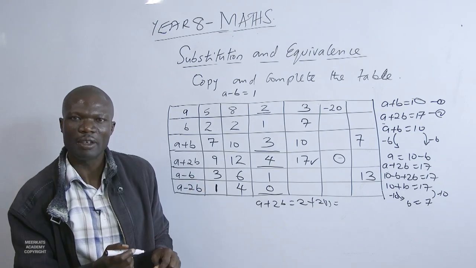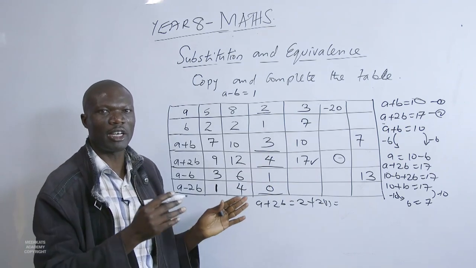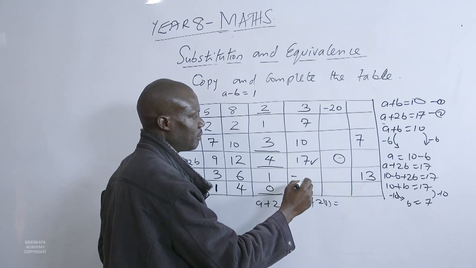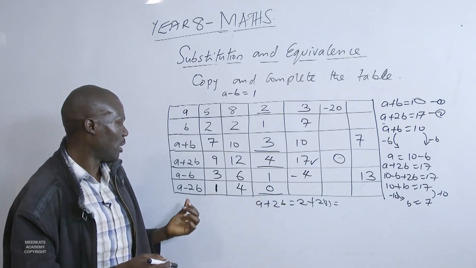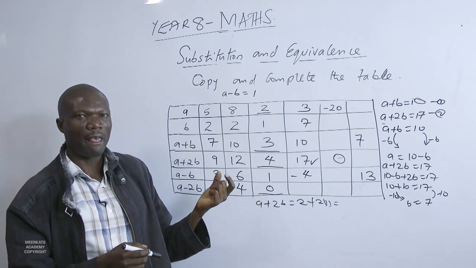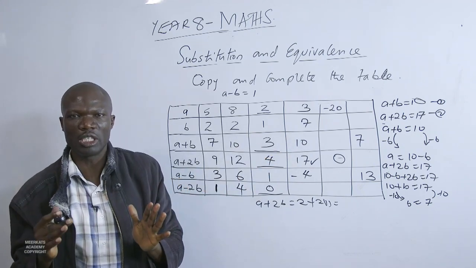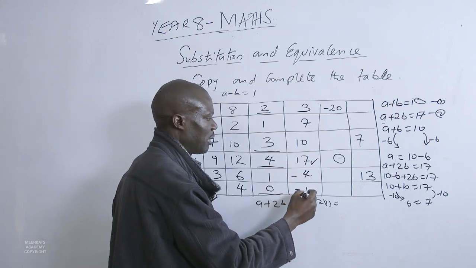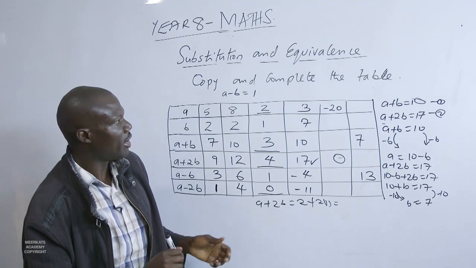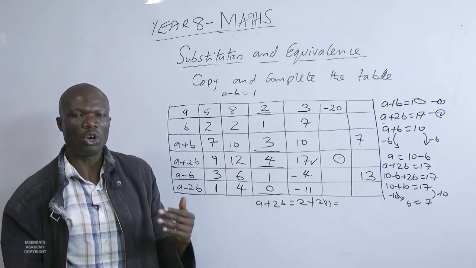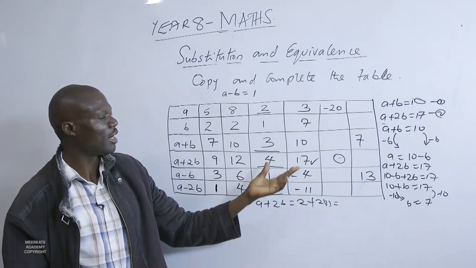We have A minus B. A is 3, B is 7. So 3 minus 7, you'll get minus 4. And finally, 3 minus 2B, which is 14, so we are talking of 3 minus 14. This one will give us minus 11. So the best way to fill that is that simple. You only need to know what values are where, and you do the substitution as you have checked, and you always fill.